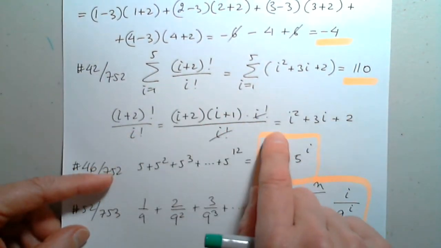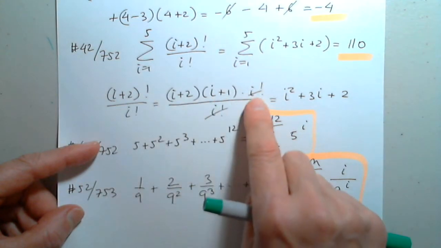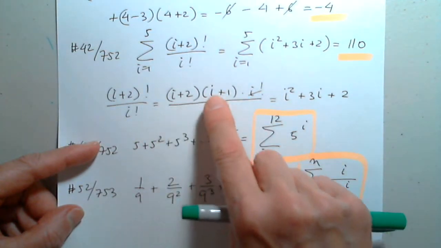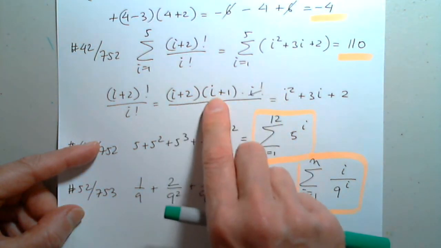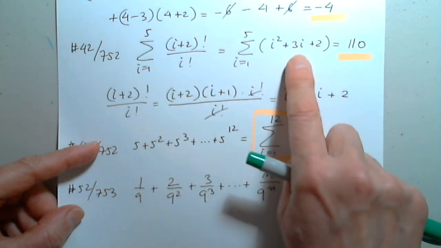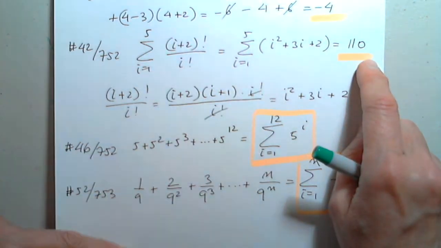Here, I recommend always simplify. And if you do that, you have i plus 2, i plus 1 times i factorial, and simplify these. So when you multiply, you get i squared plus 3i plus 2, and you put it in. You don't have to if you don't want to. You can plug in the calculator and get that number.